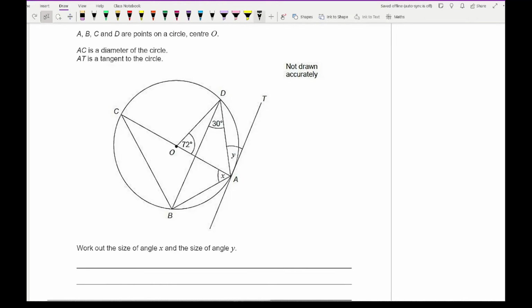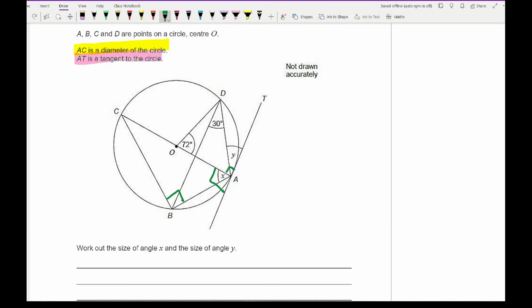Now, so to get started on this question, let's first make sense of the information that's been given. We know that AC is a diameter of the circle, so this angle here is going to be 90 degrees. We also know that AT is the tangent to the circle, which involves several rules. So this angle here is going to be 90, as well as this angle here, because the radius meets the tangent at 90 degrees.